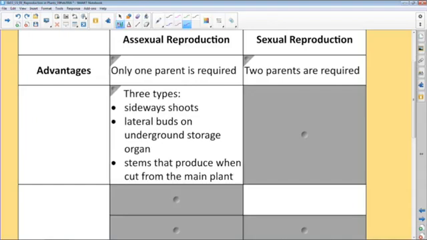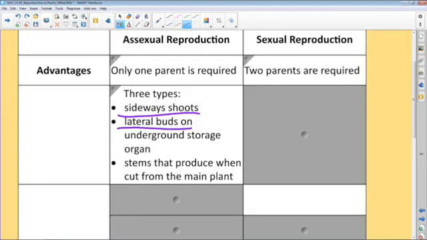Then we've got the next one where you've got 3 types. Let me just get the pen there so we can understand. There's 3 types. Sideways shoots. Remember I showed you where they sent their arms out and they started growing. You have lateral buds. So if you look in the potato, they've got those little buds, those little eyes, right? You get underground storage organs like the potato again, right?